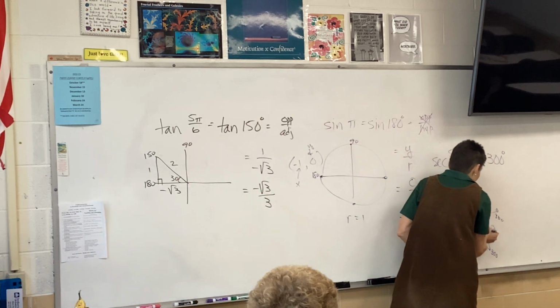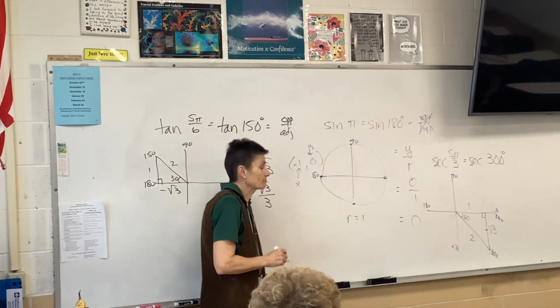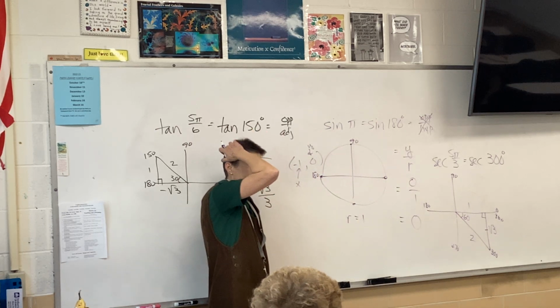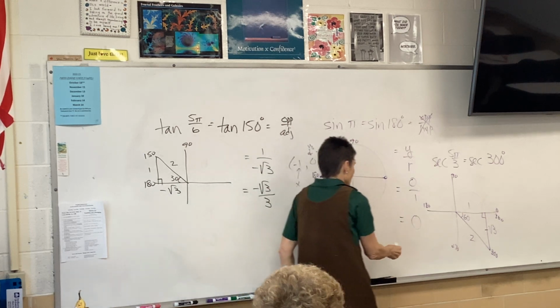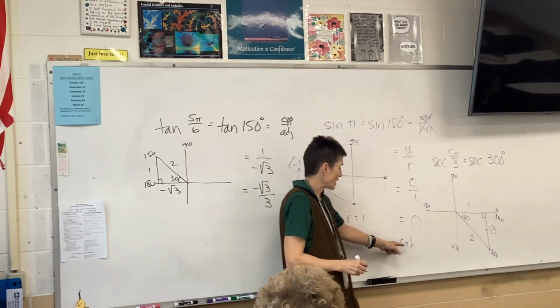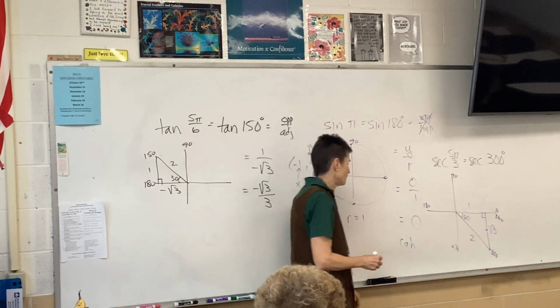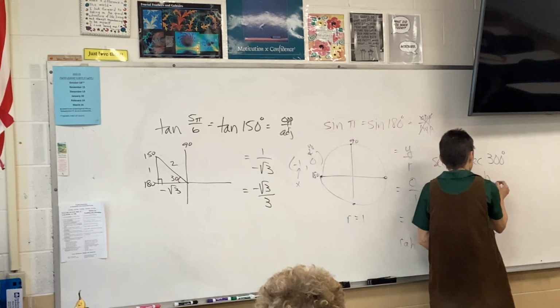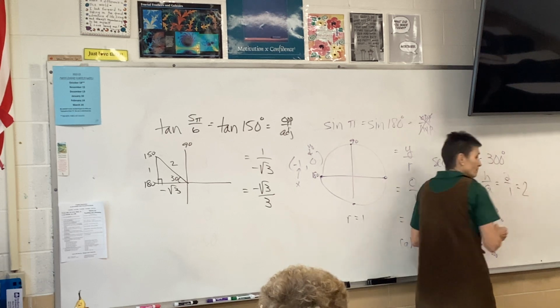This is negative. Oh boy. Secant. Cosine is adjacent over hypotenuse. So hypotenuse over adjacent, 2 over 1, or 2?